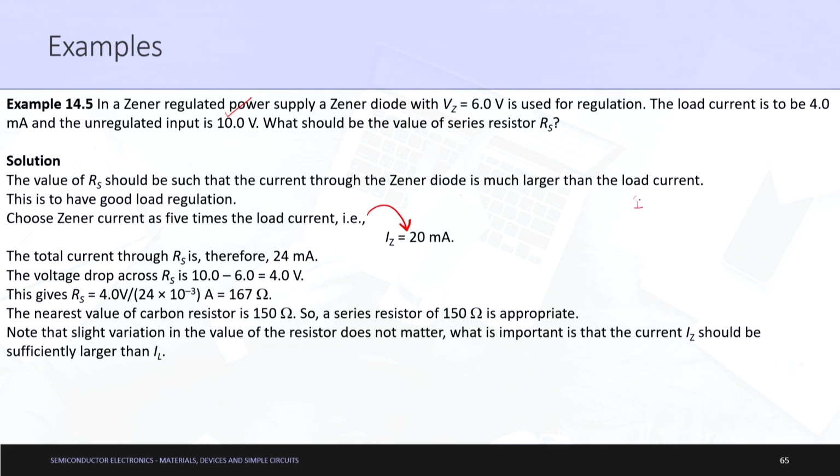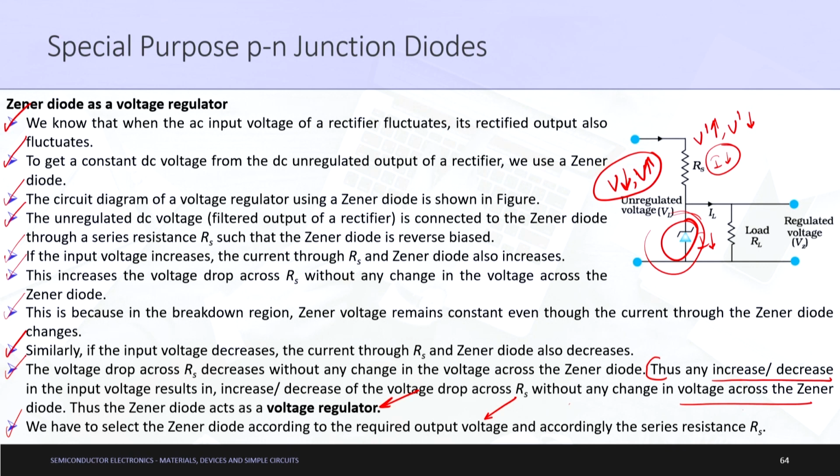Therefore, the current I which would be passing through this resistor or even this Zener diode would have a value which is 5 times the 4 milliampere. Therefore, this value will be equal to 20 milliampere. So, you can even remember this, that the Zener current is almost 5 times the load current. Okay. So, that being said, what is the total current through Rs? The total current through Rs will be nothing but equal to 20 plus 4, which is 24 milliampere. Okay. So, let me just explain.